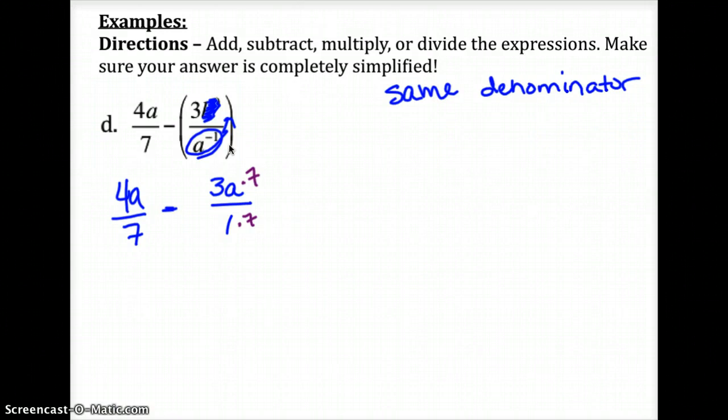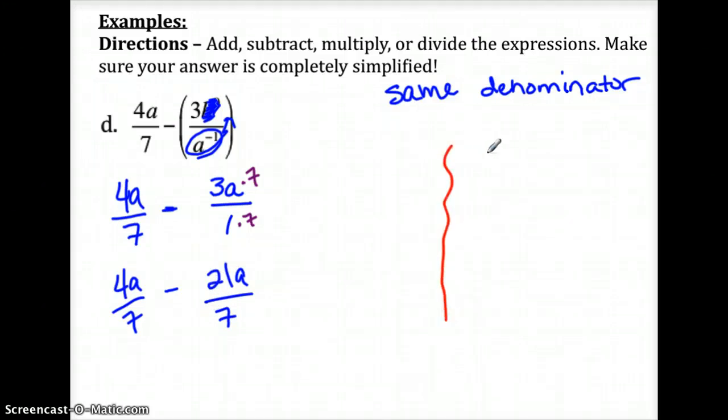So what's going to happen? We have 4a over 7 minus, now do 3 times 7 to get 21a. On the bottom, 1 times 7, 7. Now they're the same. Now on the top, remember like terms in Algebra 1. So let me deviate off to the side real quick. Think back to Algebra 1 and let's talk about some things.